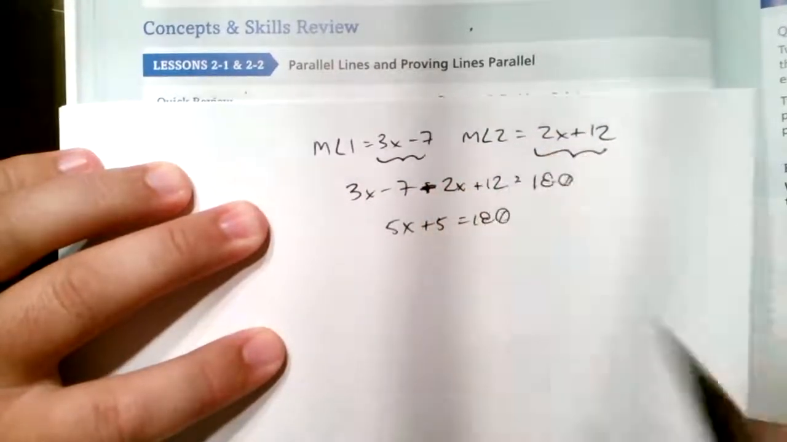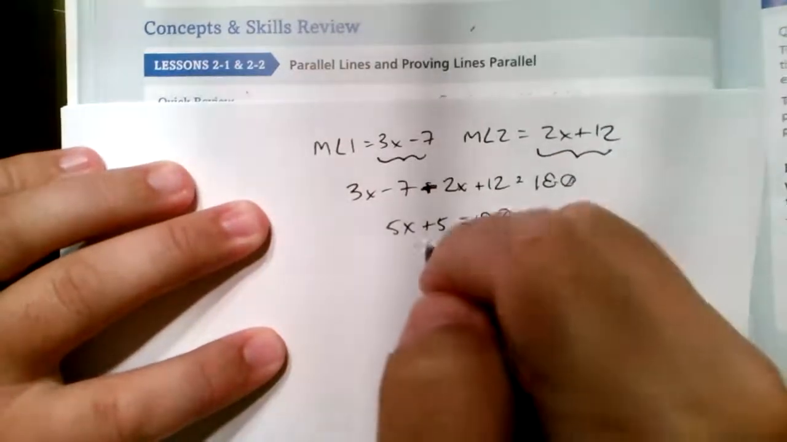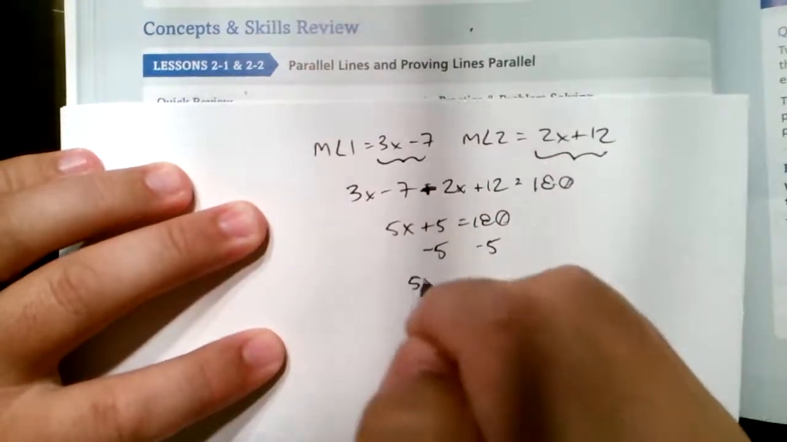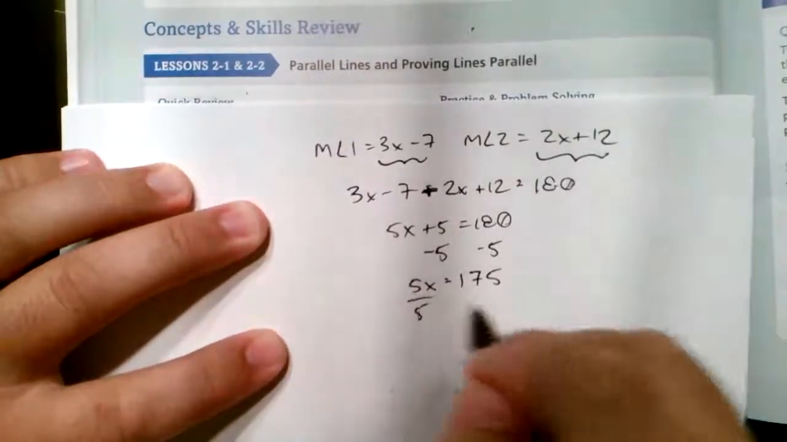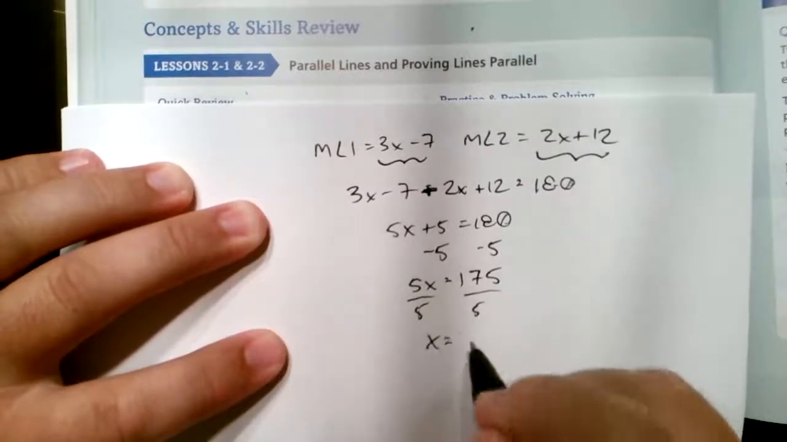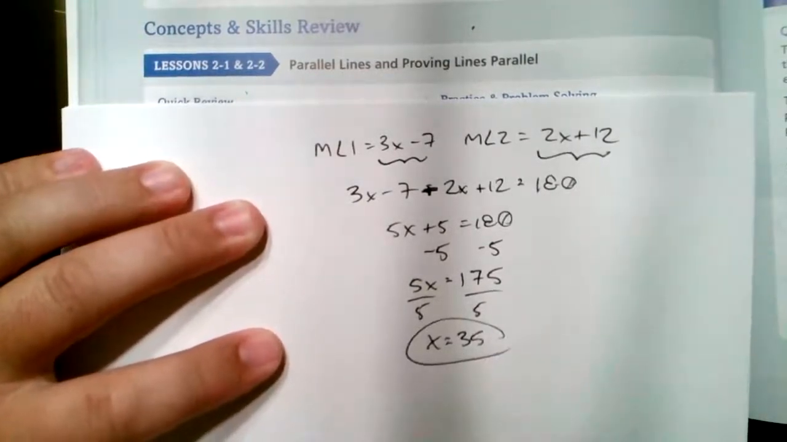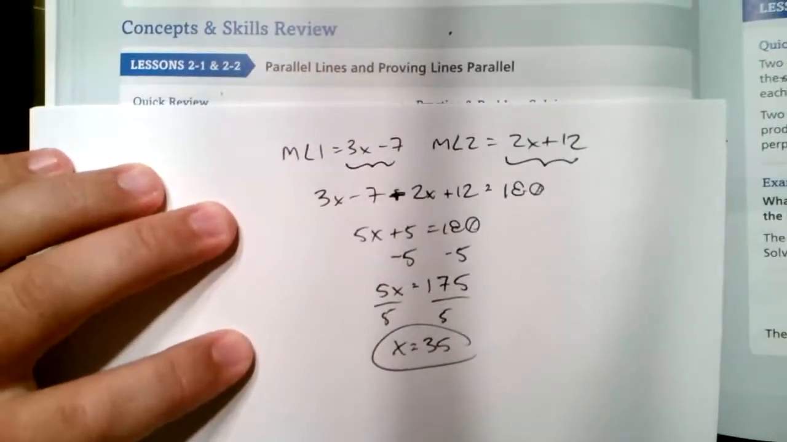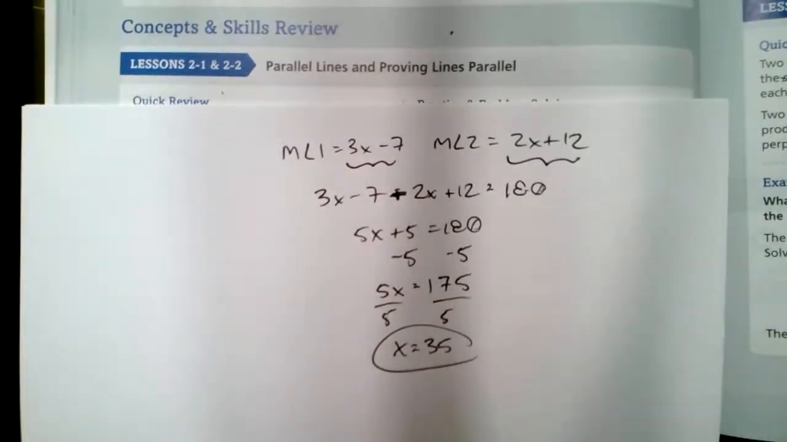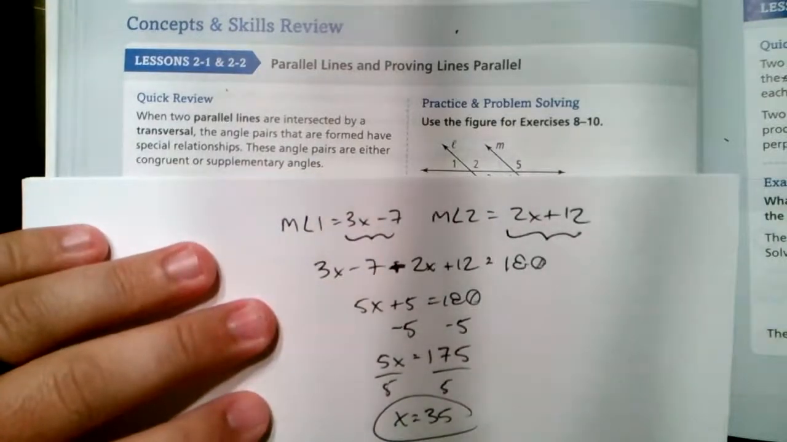3x plus 2x, that is 5x. Negative 7 plus 12 is 5. Now I'll solve for x, so subtract that constant from both sides. 175. Divide by the coefficient, 35. So I get x equals 35. Again, I already know they're not looking for x, so I know that I'm going to have to go back up here and plug that value in to make that true. What is the measure of each angle?